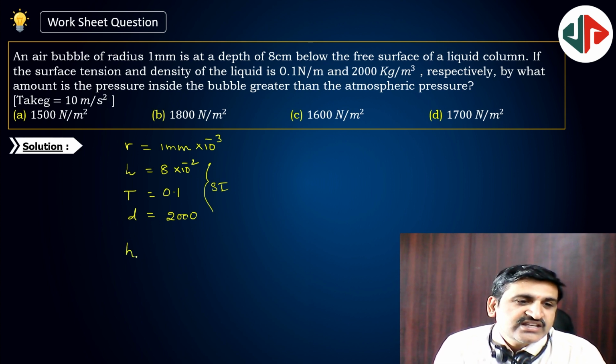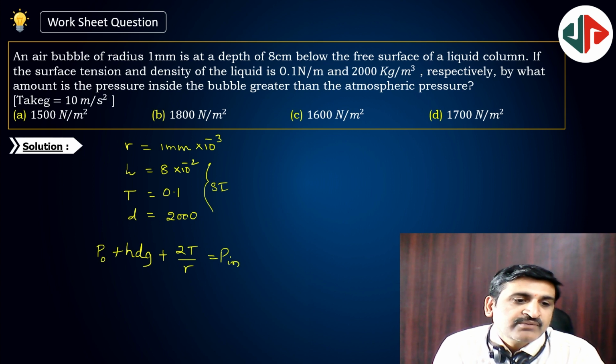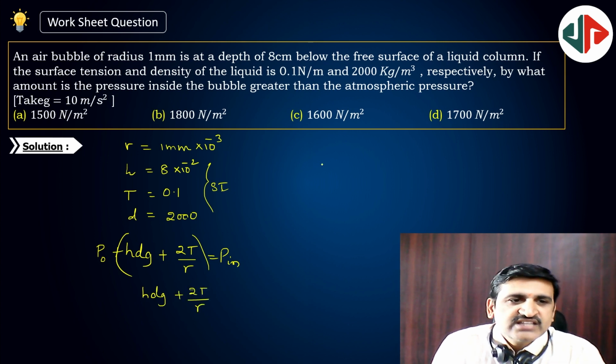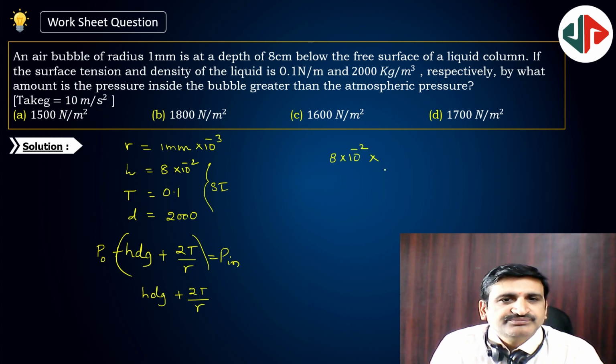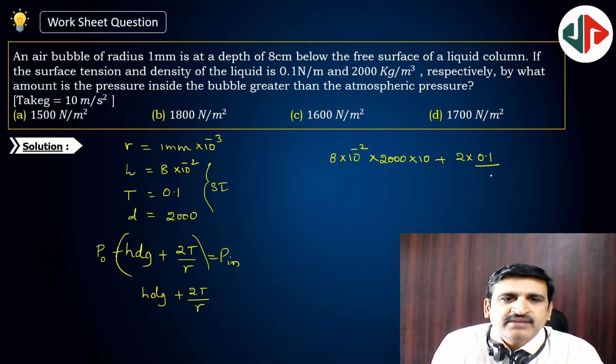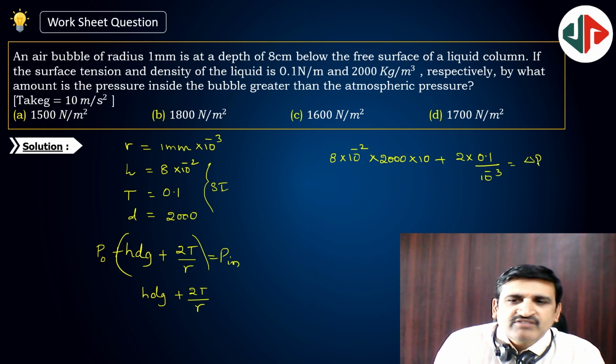So h d g plus 2T by R is the pressure inside. By what amount is it greater than the atmospheric pressure? h d g plus 2T by R is the formula. So h is 8 into 10 to the power of minus 2. Density has been given as 2000, into g value 10, plus 2 into T value 0.1 by R value 10 to the power of minus 3 is equal to the excess pressure, whatever he is asking.